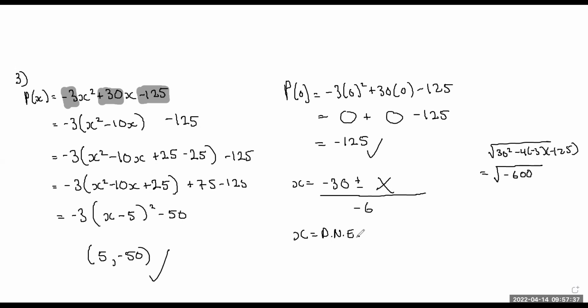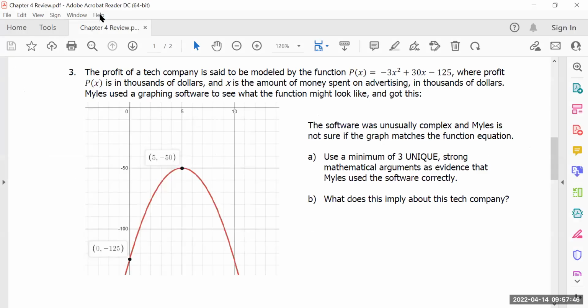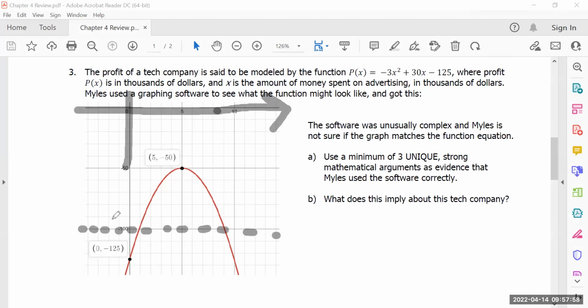Does that make sense? Well, you know what? Let's go back to the graph. Maybe I'm wrong. Maybe I'm right. If you go back to the graph, take a look. I have my y-axis here and my x-axis here. I was wrong to say that this was my x-axis. Take a look, that's at -100. I was totally wrong.